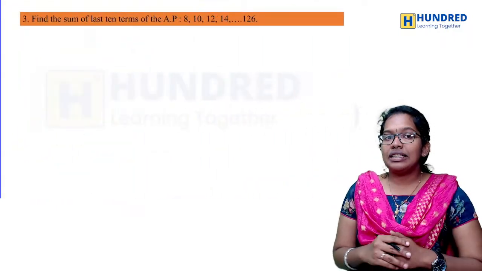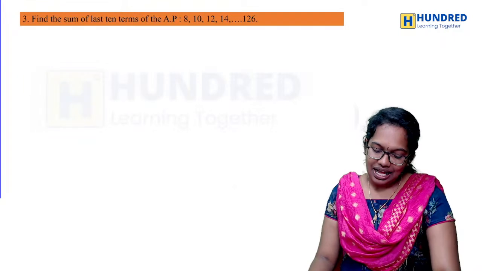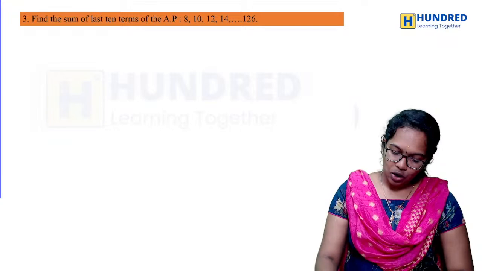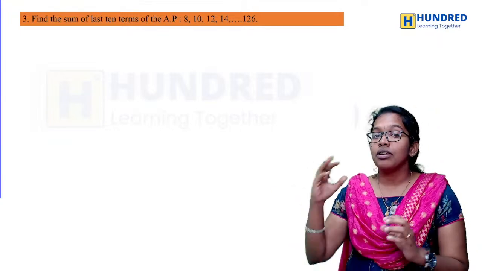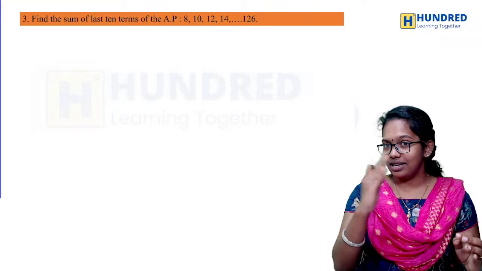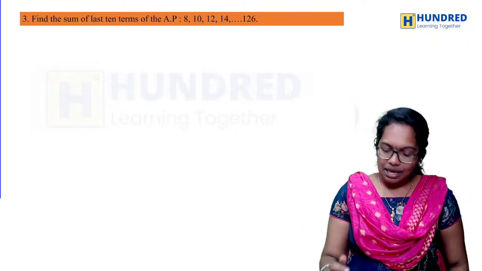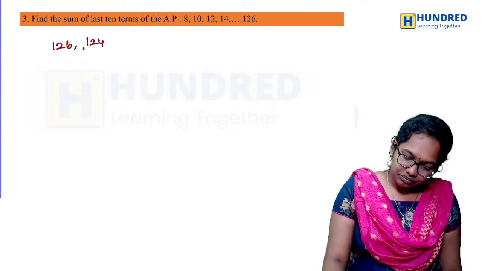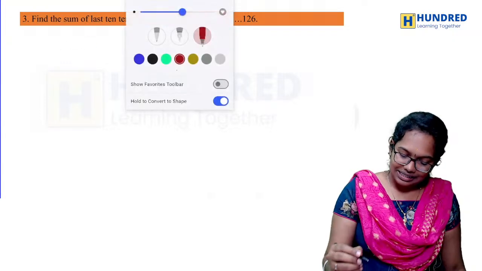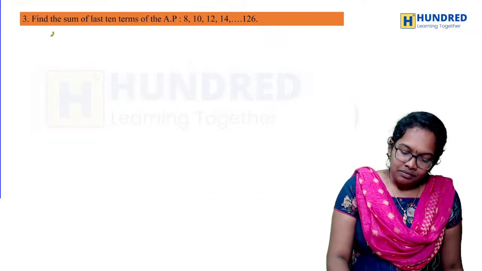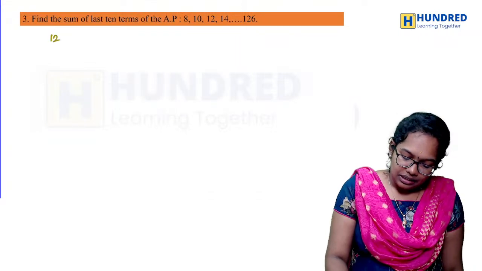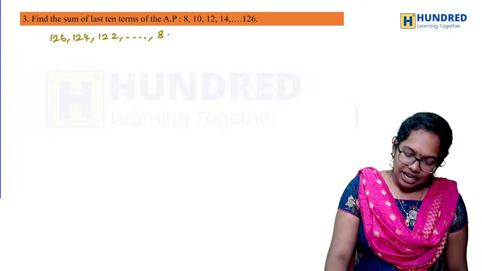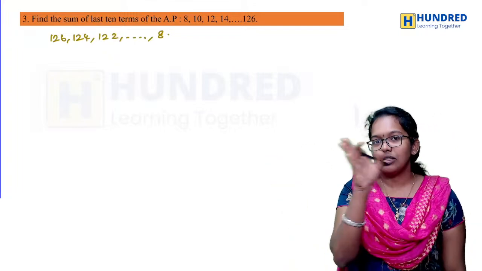Yes. So here the next question is, find the sum of the last 10 terms of the AP. So they have asked us to find the sum from the last. Last 10 terms, no? So we are writing this AP from the last, which is 126, 124, 122, and it goes on till 8, right? Because when you come from the back, it will stop at 8.